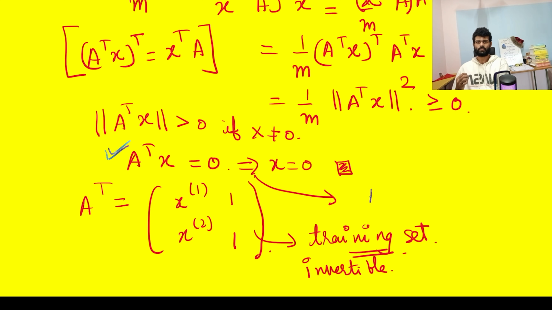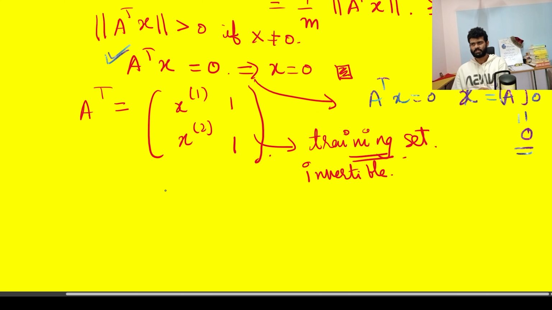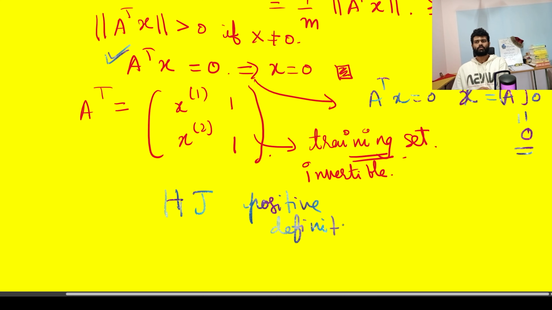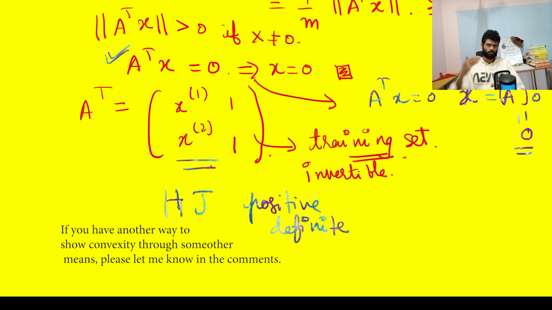Let me just show you. So A transpose x is 0. Taking the inverse on both sides, x is A transpose inverse times 0. So that's basically 0. So x is 0 in that case. So yes, this is indeed true. So it follows that the Hessian matrix of our cost function is positive definite, provided the matrix A that I have found satisfies certain things, like maybe all the rows or the columns need to be linearly independent, but I think that is possible.